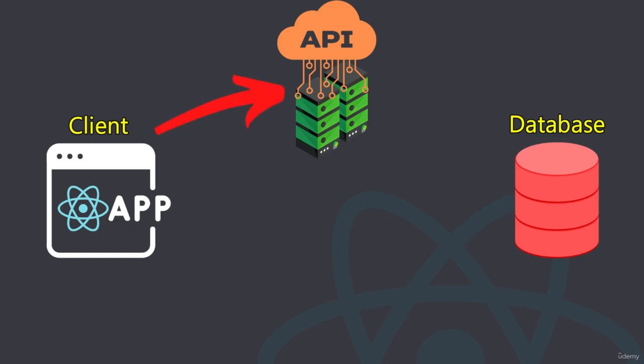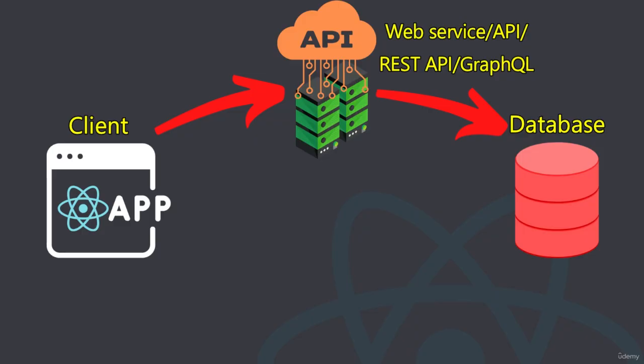a request to the server side programs. You call it a web service, you call it an API, you call it a REST API. We may have GraphQL configured, whatever technology there might be on the server. But the point is that it communicates with the database, fetches the data and sends it back to the client side application. That's how the normal flow works.